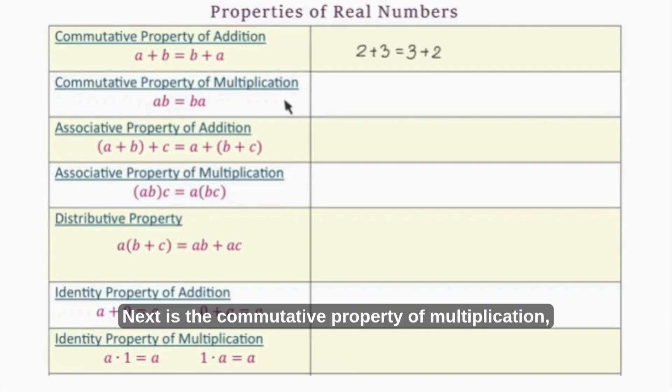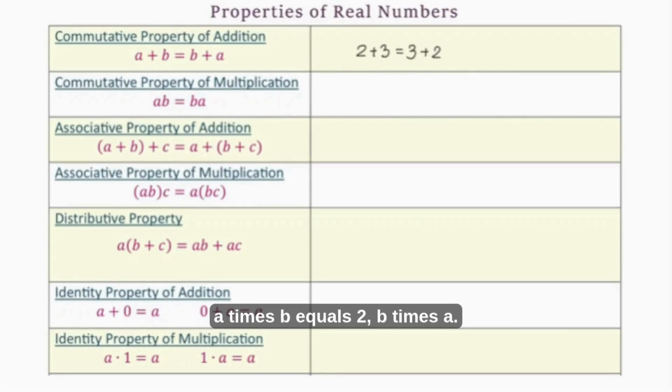Next is the commutative property of multiplication. a times b equals b times a. So, just like with addition, even if we change the order of a product, the result will be the same. For example, 4 times 5 is the same as 5 times 4.